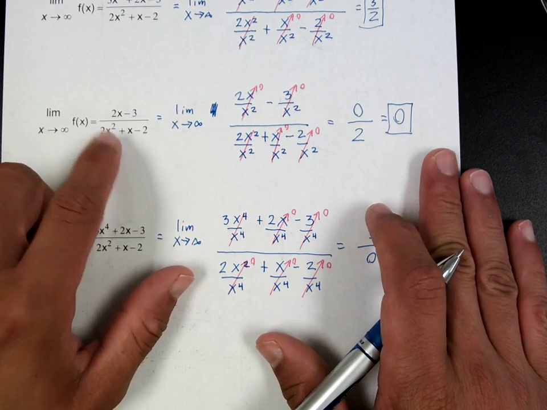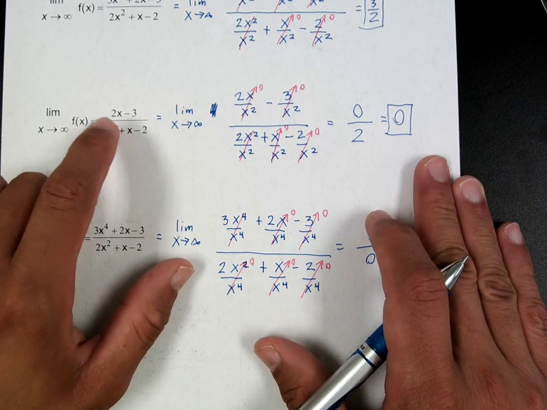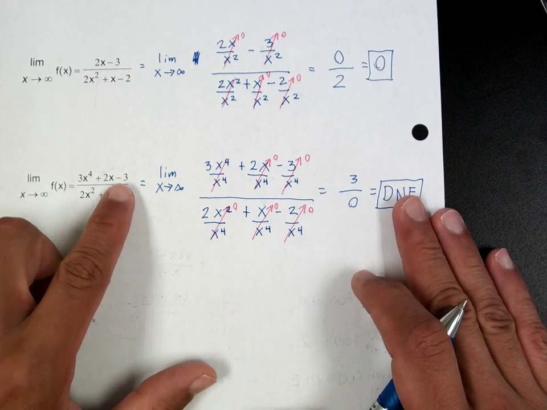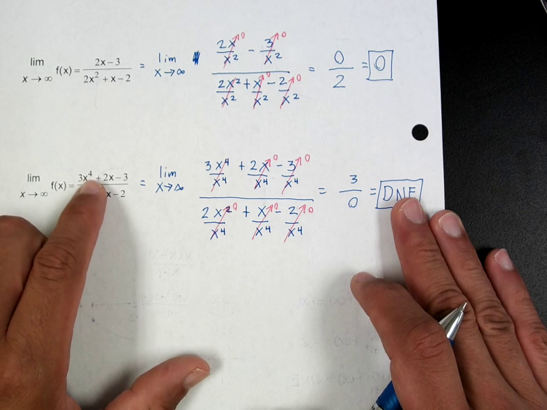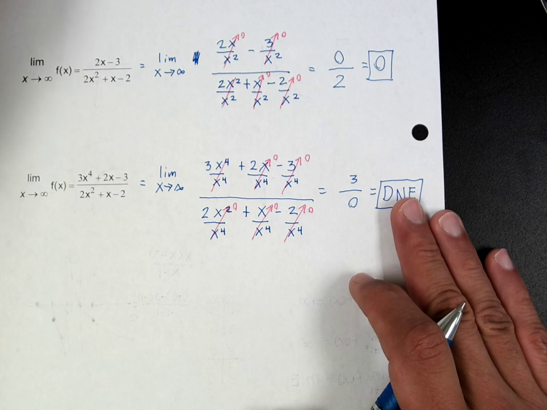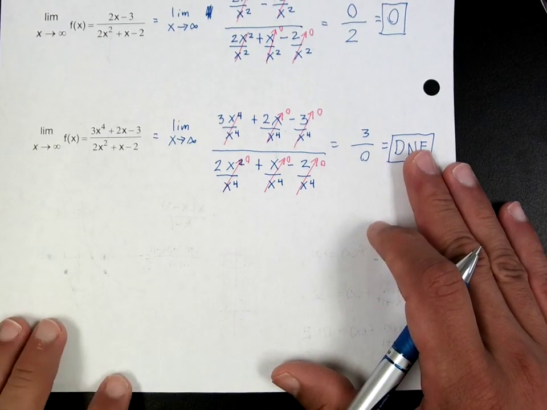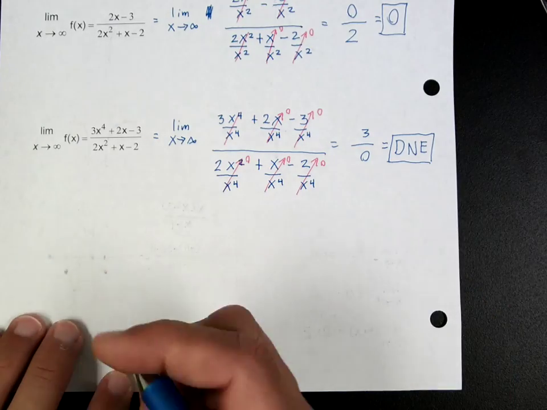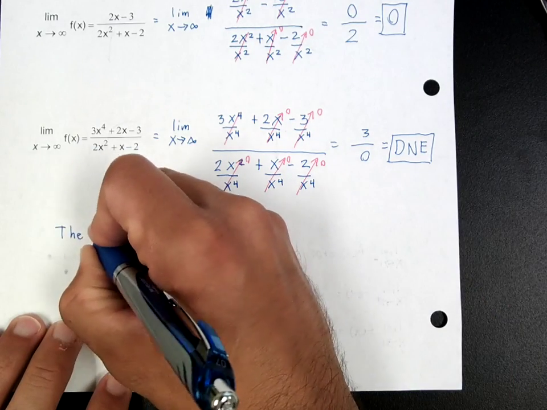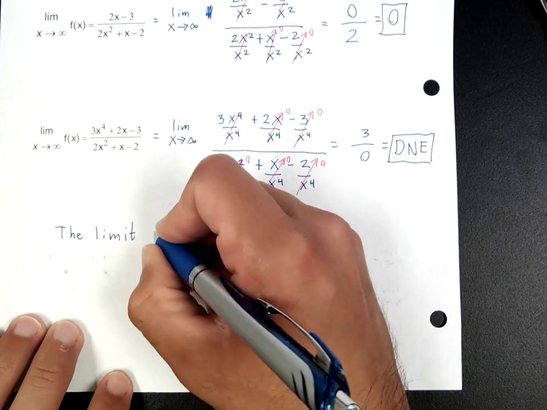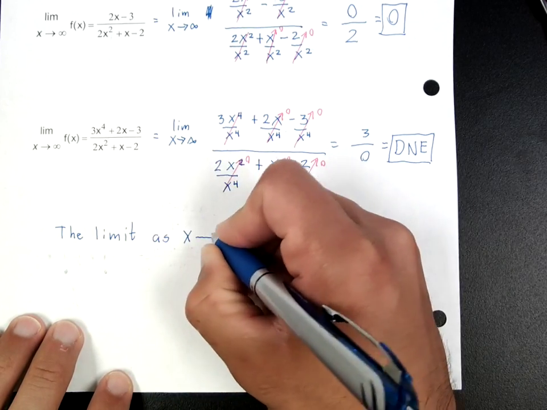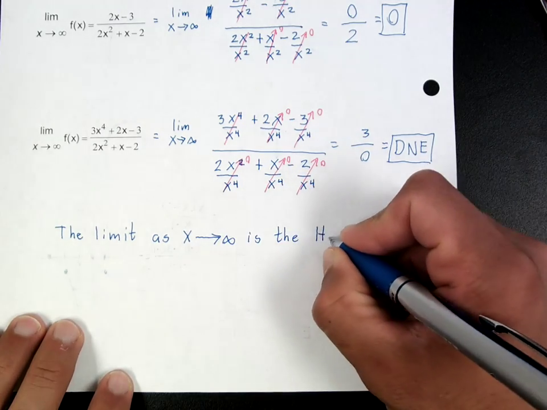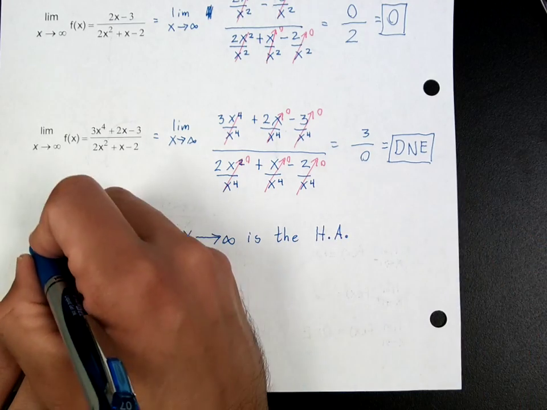If you just use the horizontal asymptote rule on this one, it's bigger on bottom, right? And if it's bigger on bottom, y is equal to 0. And finally on this one, it's bigger on top, right? So the answer, if you remember, was undefined. So in general, for your homework, don't write me this. If you have a limit going to infinity, what you're going to do is use the horizontal asymptote rules. So the limit as x goes to infinity is the horizontal asymptote.